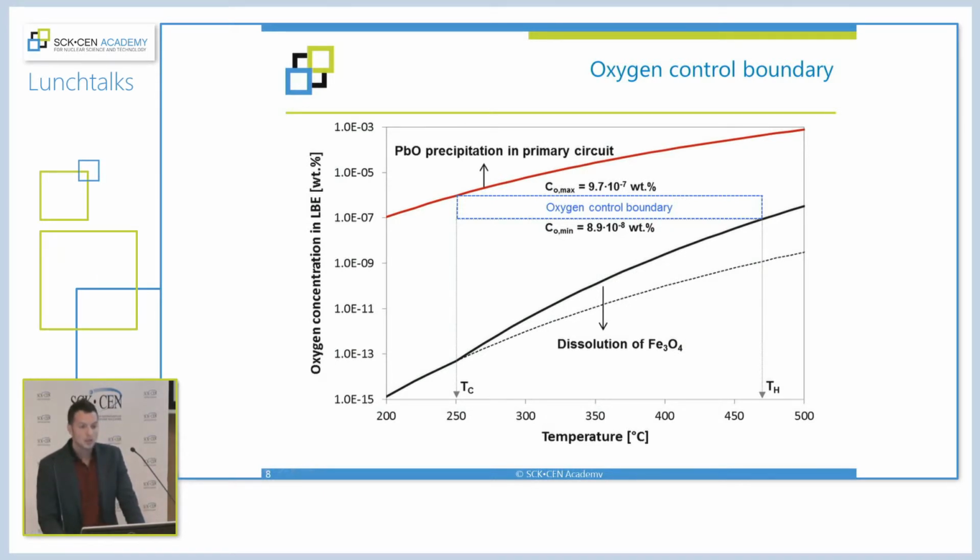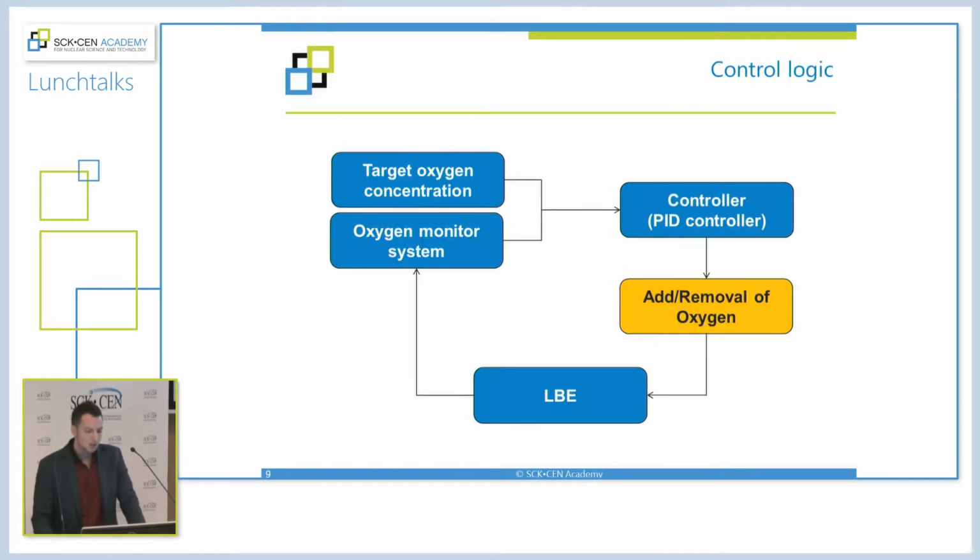So once we define the boundaries, how do we do that in reality? Well, in reality, we need to measure this oxygen concentration in LBE. Reason why we have oxygen monitor systems, that are actually oxygen sensors immersed in our LBE. So the signal enters a controller, normally a PID controller, and this acts directly on some kind of adding or removal of oxygen. So how do we do that?